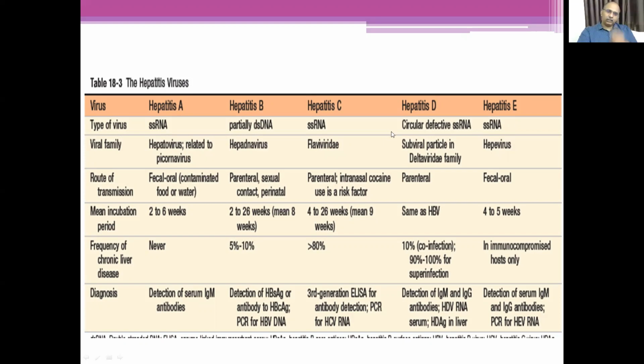In a PG entrance question, which of the following is a DNA virus? Hepatitis B is a DNA virus; C, A, D, and E are RNA viruses. Hepatitis A is a picornavirus, B is a hepadnavirus, C is a flavivirus, D is a subviral particle of the deltavirus family, and E is a hepevirus. Okay, and the most important part is the route of transmission.